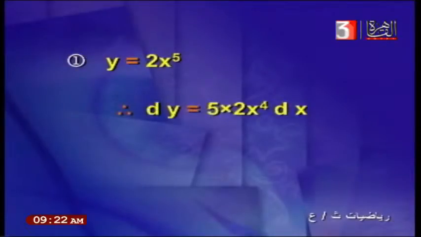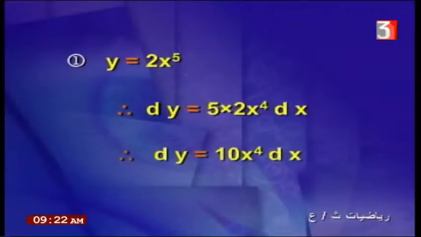Number 1, y equals 2x to the power 5. Then dy equals the differentiation of 2x power 5, which is 5 multiply 2x power 4 dx. Then dy equals 5 multiply 2, equals 10x power 4 dx. Number 2, v equals 4 over 3 pi r power 3.